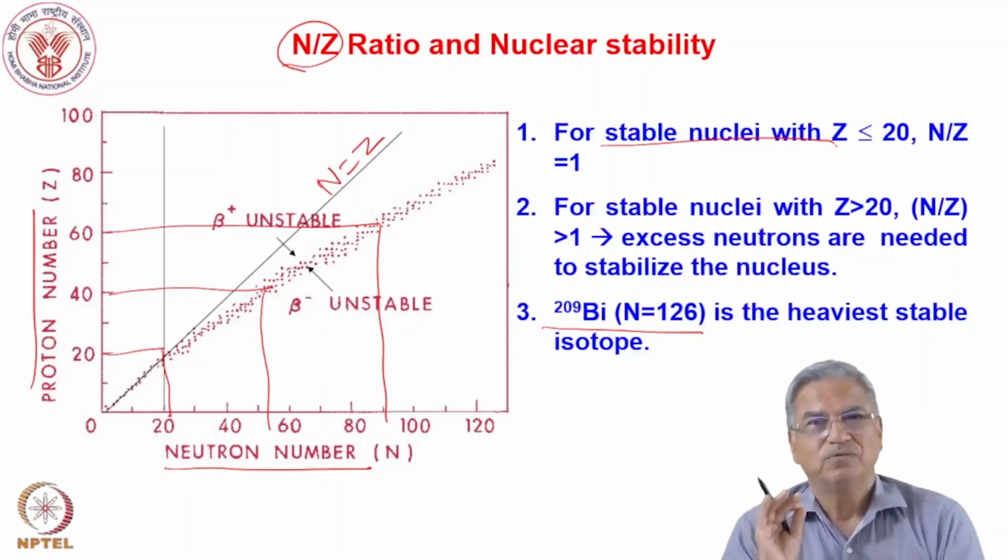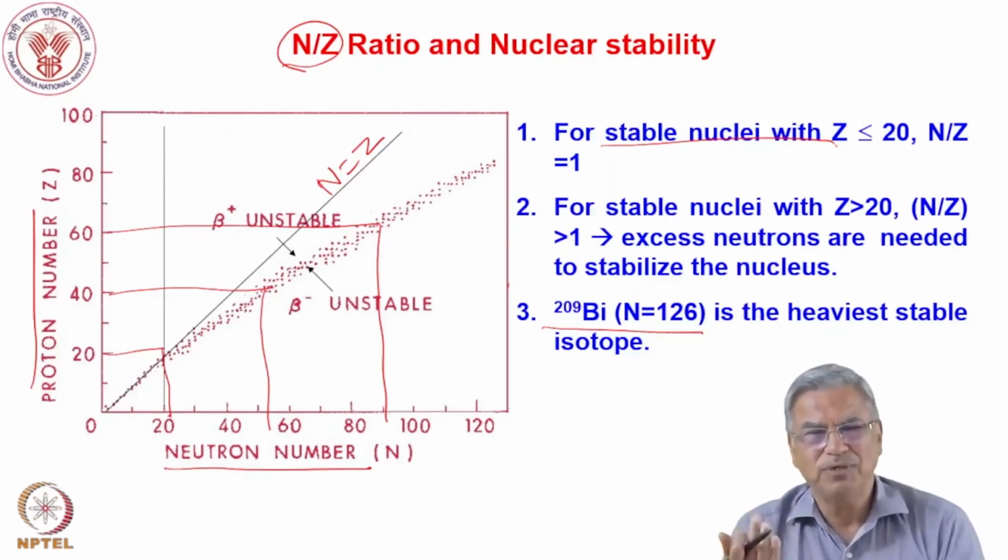So certain magic numbers help in stabilizing the nucleus. The pairing energy helps too: if the nucleons are paired up, that nucleus is more stable. And the neutron to proton ratio has to be in a certain range to make a stable nucleus.